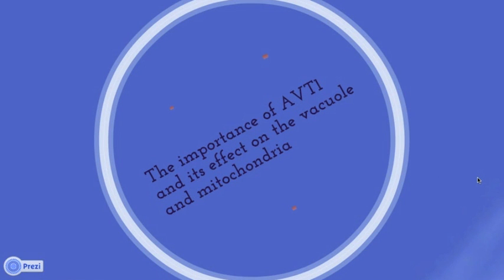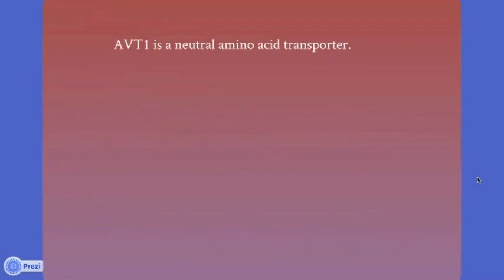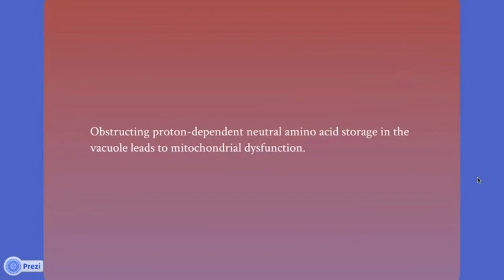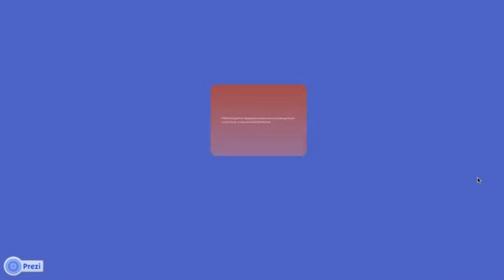Now let's discuss the importance of AVT1 and its effect on the vacuole and mitochondria. First off, AVT1 is a neutral amino acid transporter. To assess the effect that AVT1 would have on mitochondrial function, first Hughes and Gottschling used an enzyme inhibitor, conc-A, to block VATPase, thus lowering vacuolar acidity. They then overexpressed AVT1 and found that this disrupted mitochondrial dysfunction in 60% of cells. From this, they deduced that preventing proton-dependent neutral amino acid storage in the vacuole leads to mitochondrial dysfunction.